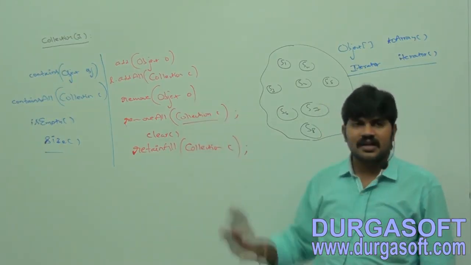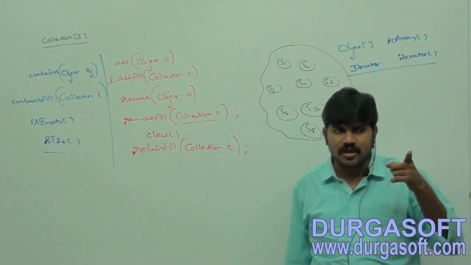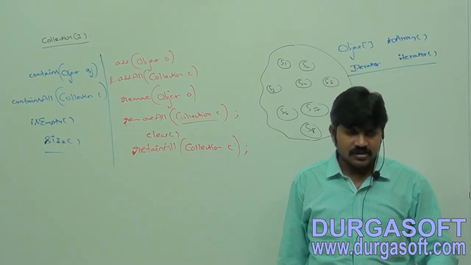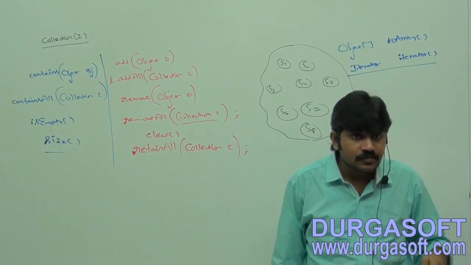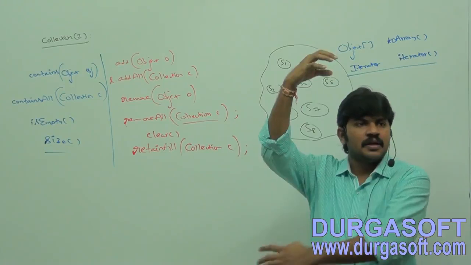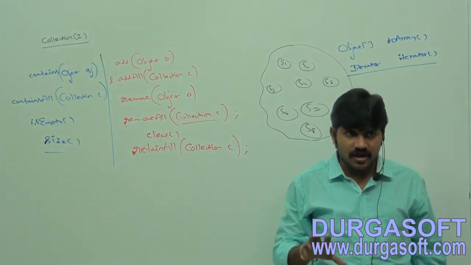Sir, the Collection interface contains these methods; can I call these methods on an ArrayList object? Yes. On a LinkedList object? Yes. On a TreeSet object? Yes, because Collection is the root, so for any child you can happily apply these methods, right? Are you able to understand?